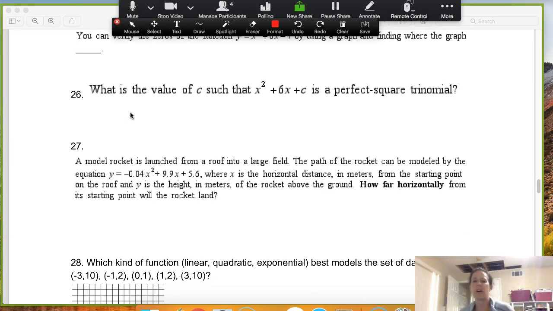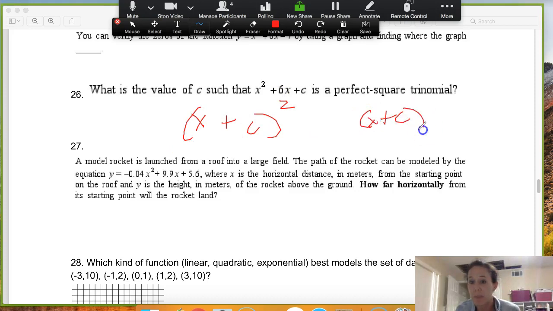Okay, what is the c value such that x squared plus 6x plus c is a perfect square trinomial? So this is asking you, do you know how to complete the square? Do you know the basics of completing the square? Completing the square is where we're trying to, once again, put this into something plus something squared. And we do that because it's something plus, so it's like x plus c times x plus c, okay? And we want it to be squared, right?